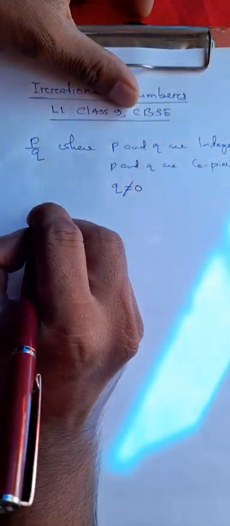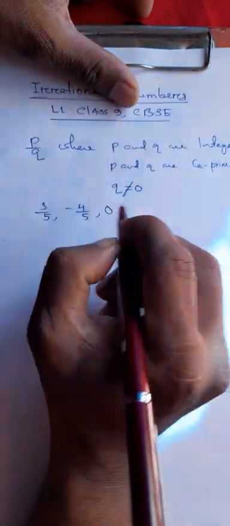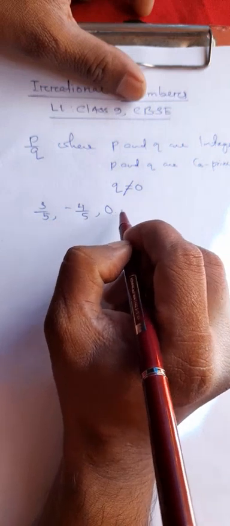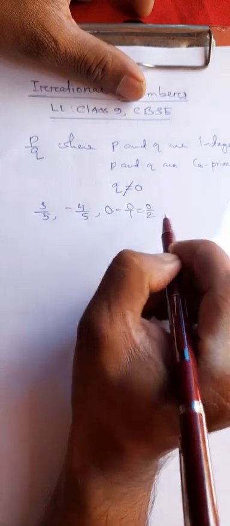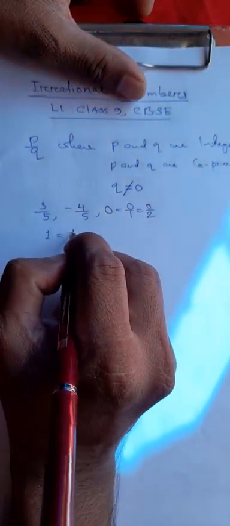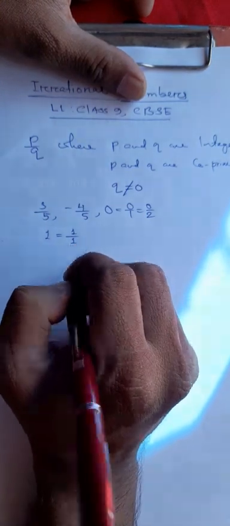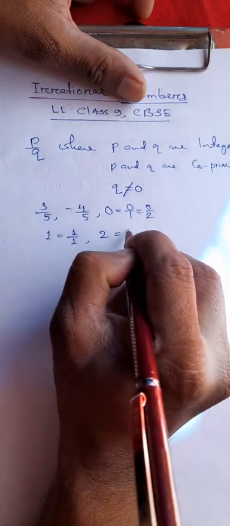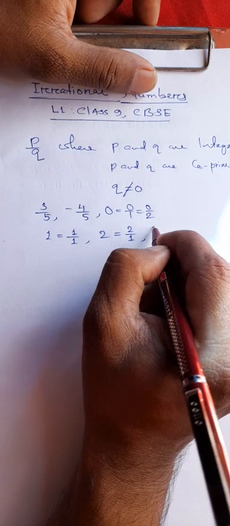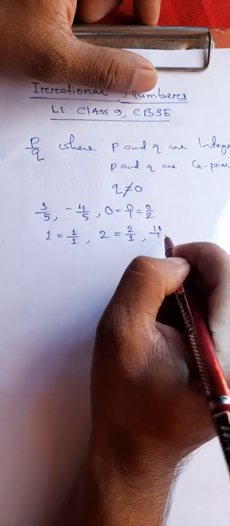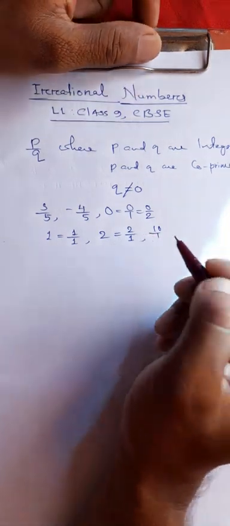Say, for example, 3 by 5, minus 4 by 5. 0 is also a rational number, since 0 can be expressed as 0 by 1, 0 by 2. 1 is also a rational number, since 1 is 1 by 1, right? Similarly, 2 is a rational number, 2 can be expressed as 2 by 1. That means any integer can be expressed in p by q form. So all integers are rational numbers.